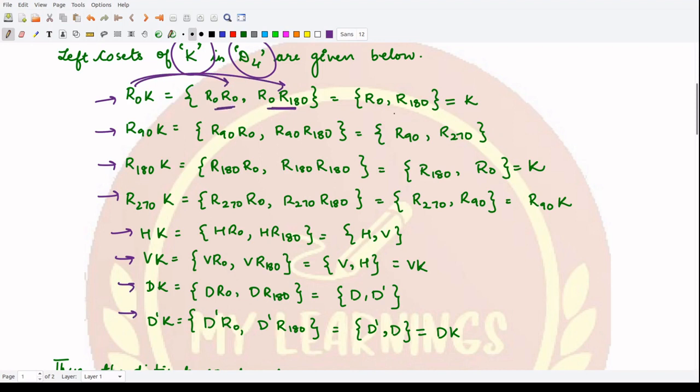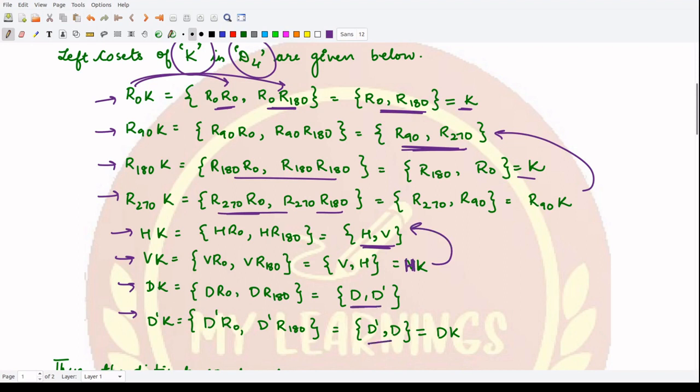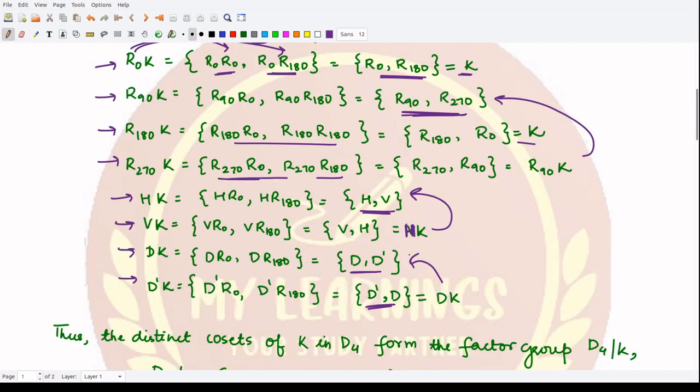What are the operations? You see this is K. In this case, it comes out to be R90K, R270. In this case also it is K. In this case, it again comes out the same. Here with H, it comes out to be HK, and with V it is also the same. Here I should write HK. And with D, it is DK, with D dash also it is DK, so both of them are also the same. So here you obtain these 8 cosets of K in D4, correct?